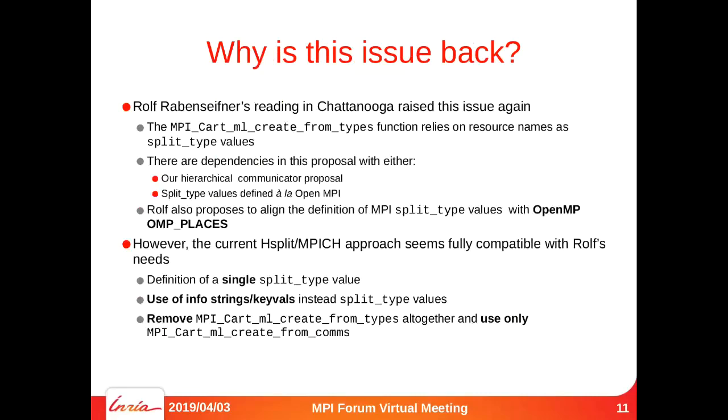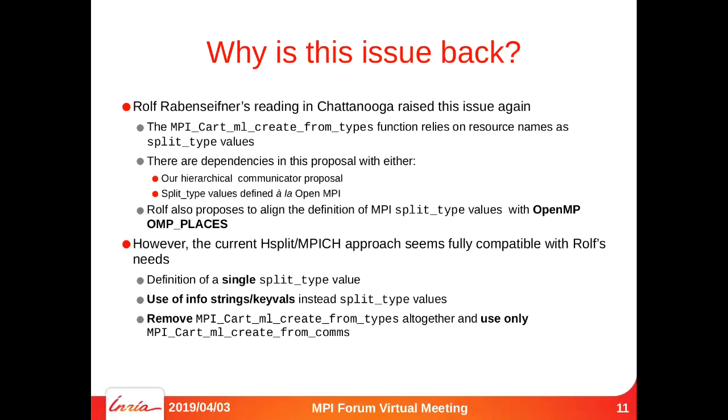So why are we talking of this today? Rolf in Chattanooga made a reading and raised this issue again. In particular, there is an MPI cart ML multi-level create from type function that relies on resource names as split type values. In his reading, there were dependencies on either our own hierarchical communicator proposal, because he proposed to use a name for the single type value, or to use split type values defined à la OpenMPI. So a bunch of new values that would be standardized.